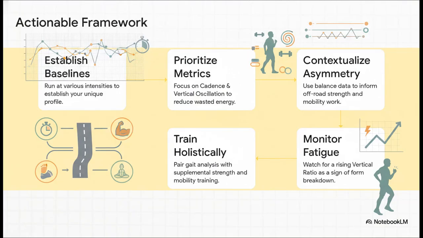Step 1, establish your own baselines. You got to know what your numbers look like on easy days, hard days, all of it. Step 2, prioritize. Don't try to fix everything at once. Focus on the big wins first, like cadence and vertical oscillation. Step 3, use that imbalanced data to guide your strength work. Off the road, not while you're running. Step 4, treat that vertical ratio like a fatigue gauge on your long runs. And finally, step 5, remember that all this data analysis is just one piece of the puzzle. It has to go hand in hand with strength and mobility work.